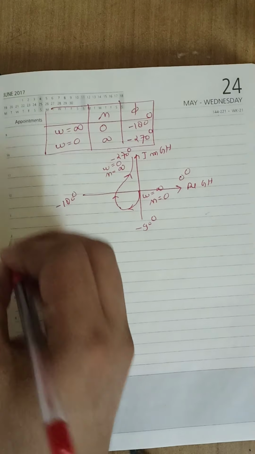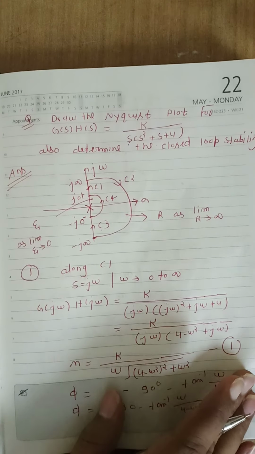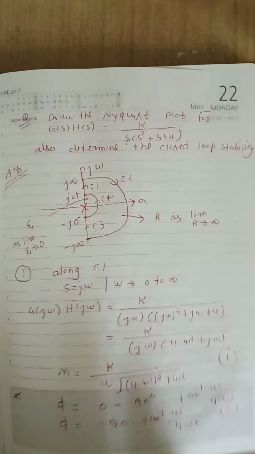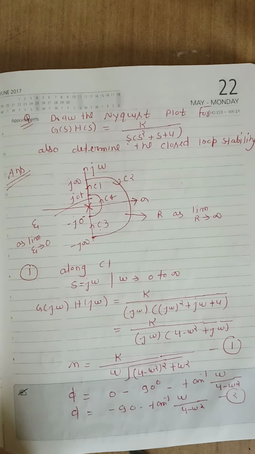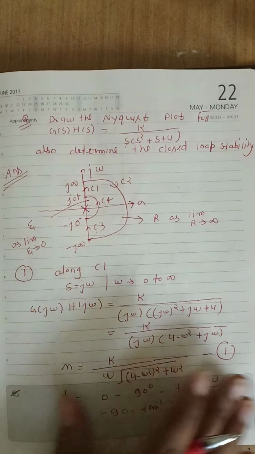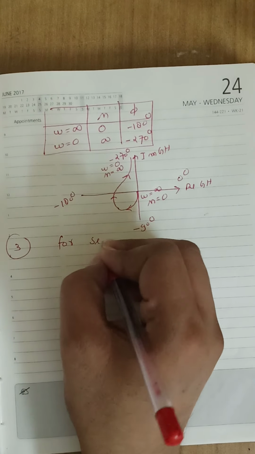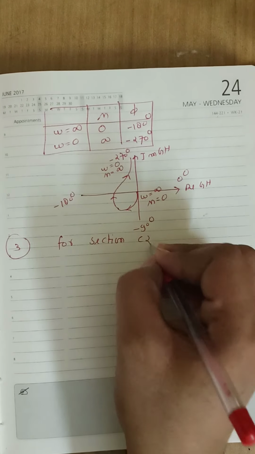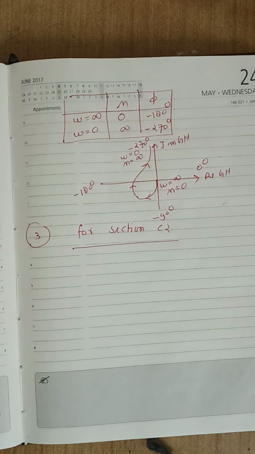Now let us see mapping of section C2. In previous numerical already I told you how we can map section C2, or how we can map a semicircle of infinite radius from S plane to GH plane. So here mapping will remain same, there is no change. For section C2, mapping will remain same as per previous numerical.